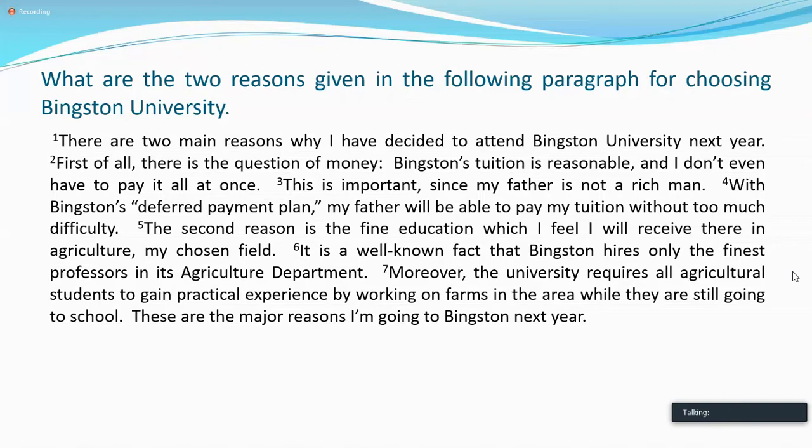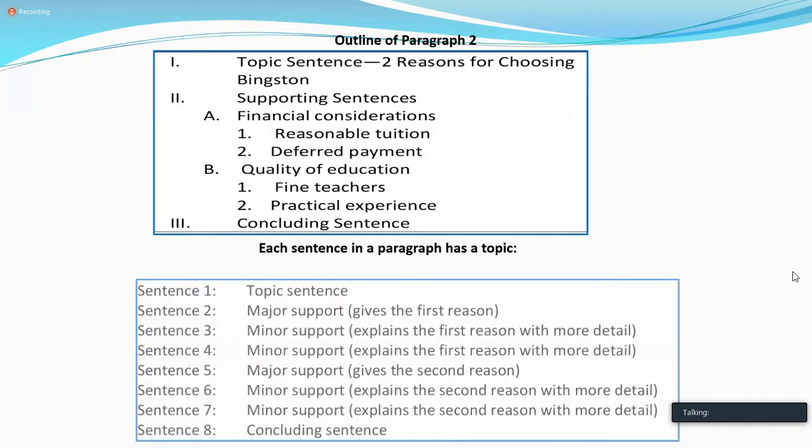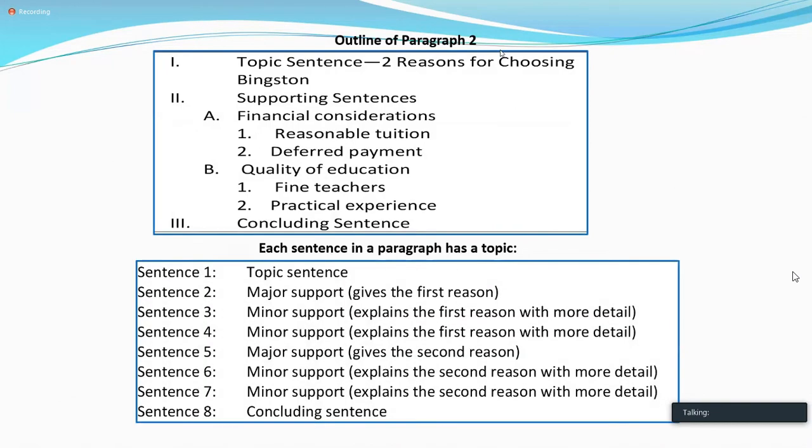Usually the concluding sentence is a little similar to the first sentence. The first sentence: there are two main reasons why I have decided to attend Bingston University next year. The last sentence says, these are the major reasons I am going to Bingston next year. Okay, so each sentence we are using in the paragraph should be relevant. And also, they have a kind of topic, a purpose.